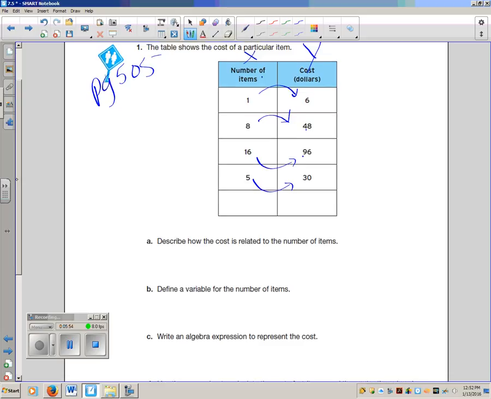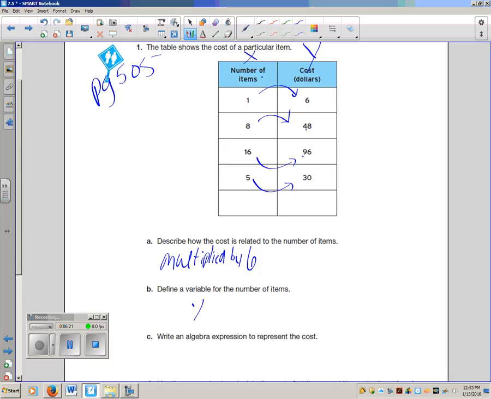All right. How is the cost related to the number of items? Multiplied times 6. Define a variable. Remember how I keep saying don't use the X symbol for multiplication anymore? Then I go like that. Multiplied by 6. Define a variable for the number of items.